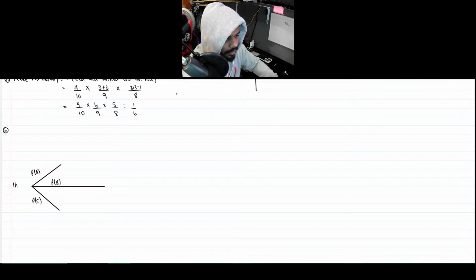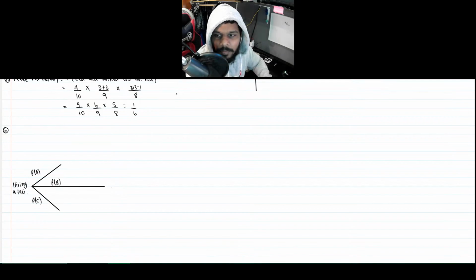And this is the case of hiring a taxi. So let me go. The probability of hiring a taxi from garage A is 0.3. So probability of A is equal to 0.3. The probability of B is 0.5. And the probability of C is equal to 0.2.